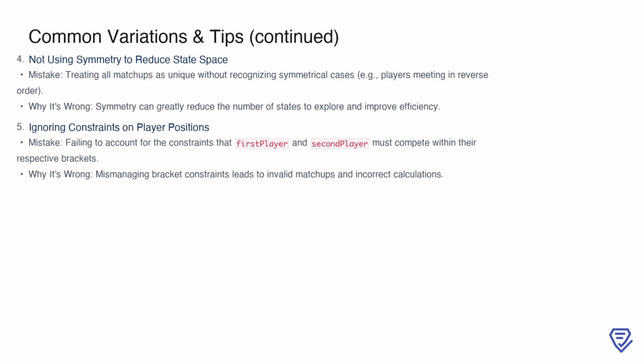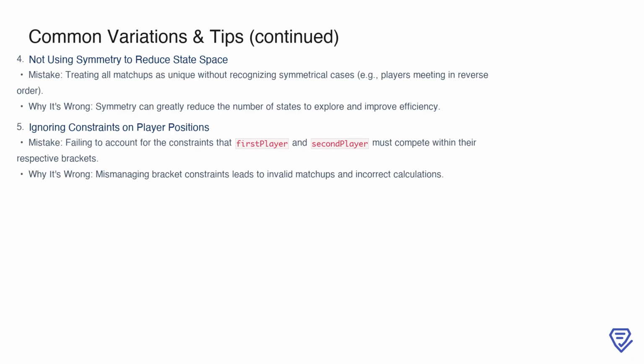Another critical mistake is overlooking symmetry in the problem. Symmetrical cases, such as players meeting in reverse order, are essentially identical and can be treated as the same state. By recognizing and leveraging this symmetry, you can significantly reduce the state space and improve efficiency.